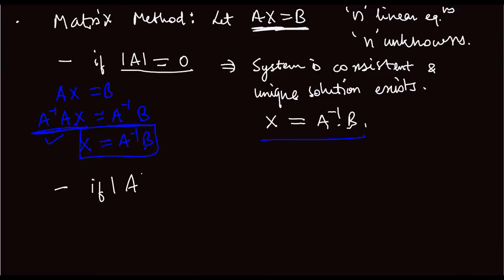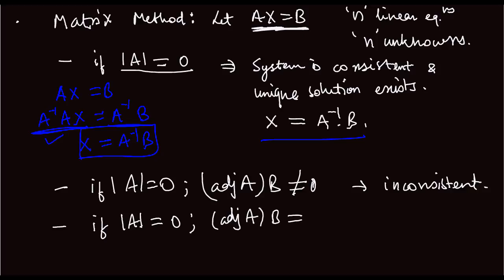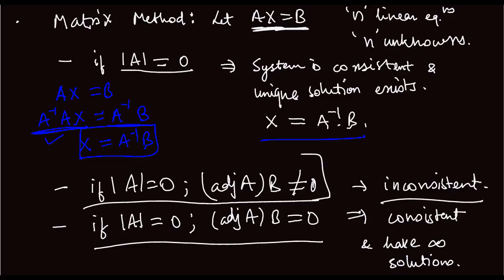Second part is if determinant of A is 0 and adjoint A into B is not 0, then the system is inconsistent. You have to remember this property. Proofs are very lengthy for these properties, so we are not going to do that. A third property, mod A is 0 and adjoint A into B is 0, then it will be consistent and it will have infinite solutions. Infinite solutions as in X equals 0, 1, 2, 3 and up to anything, or you can have repeating solutions. So infinite solutions will exist for this condition, and for the other condition you have an inconsistent system.